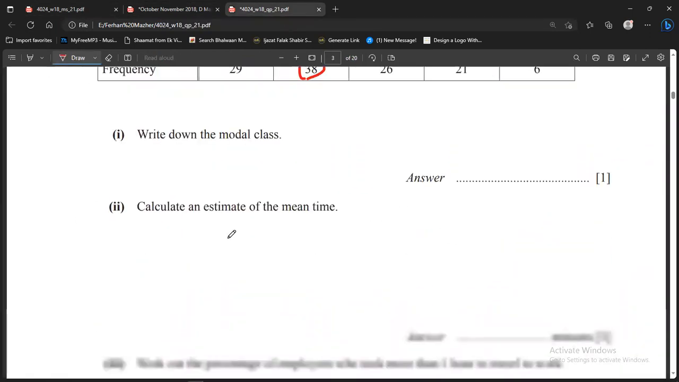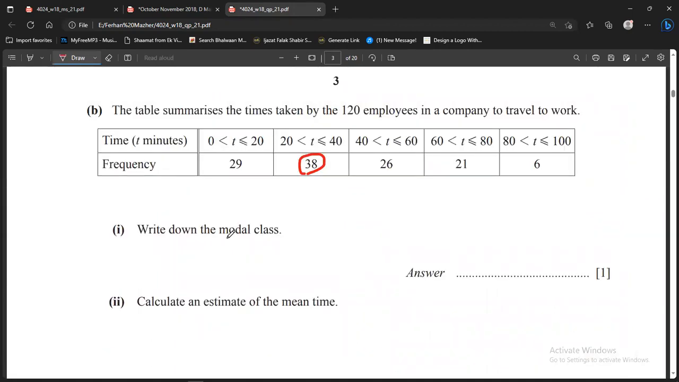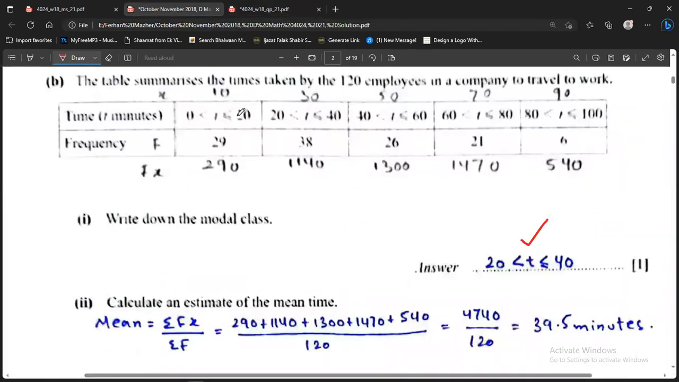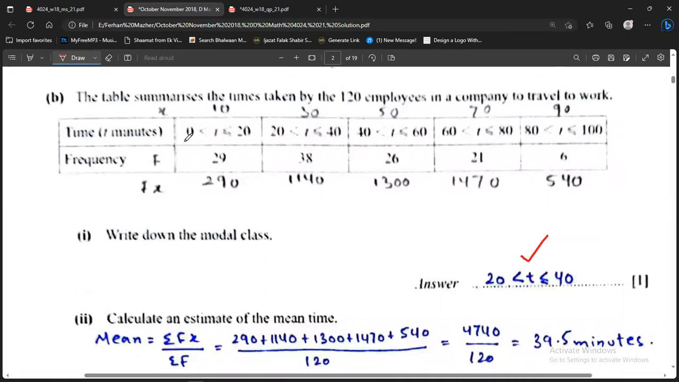Then the question is, calculate the estimate of the mean. If you want to find the estimate, you need to find out the mid values. The mid value of 0 to 20 is 10. The mid value of 20 to 40 is 30. The mid value of 40 to 60 is 50. The mid value of 60 to 80 is 70. The mid value of 80 to 100 is 90.